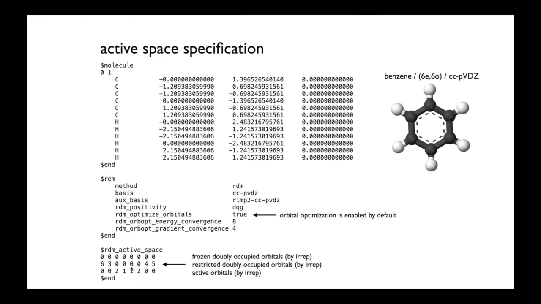Next come restricted doubly occupied orbitals, which are restricted to be doubly occupied, but their shapes can change through the orbital optimization. And then the last group you need to define is the number of active orbitals. So here I have 6 total active orbitals.